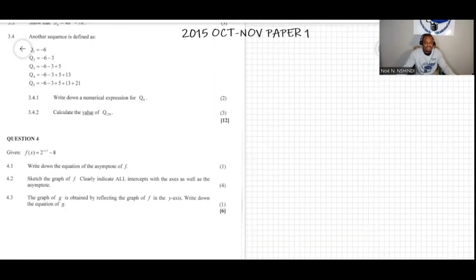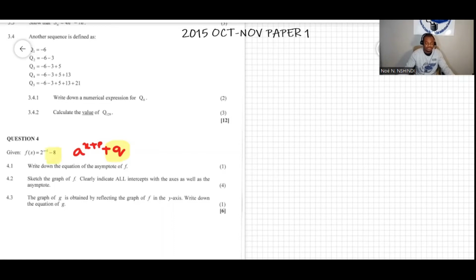Well, we have a question here that says given f of x is equal to 2 to the power of x plus 1 minus 8. Okay, we can see this is an exponential function. The exponential function is given by a to the x plus p plus q. The value of q here is the horizontal asymptote, because exponential functions have only one asymptote, the horizontal asymptote.